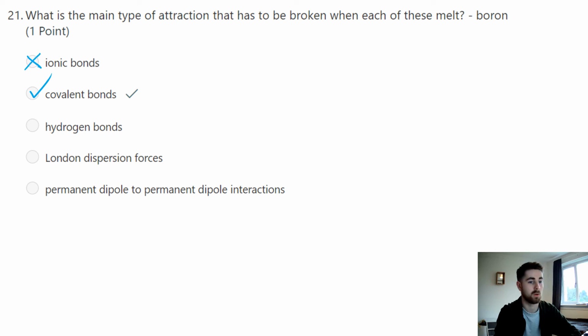There are no ionic bonds in boron. It's an element, therefore not a compound. It's not got any hydrogen bonds because hydrogen bonds exist between different molecules. We just have one large network, and the same logic applies for London dispersion forces and permanent dipole to permanent dipole.